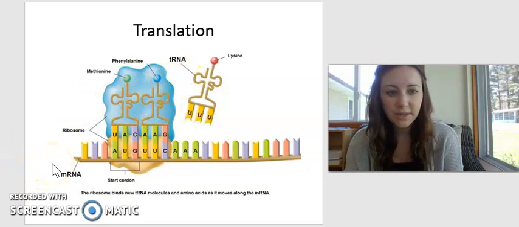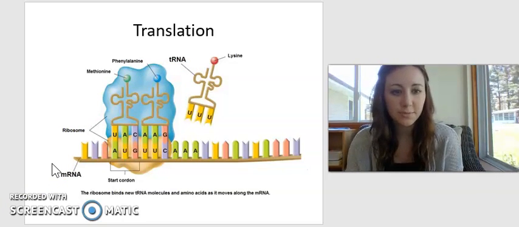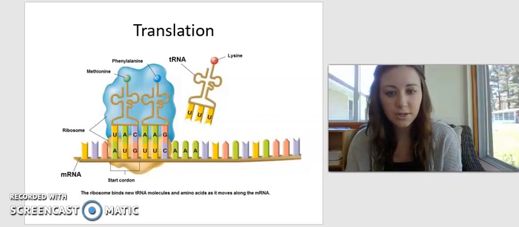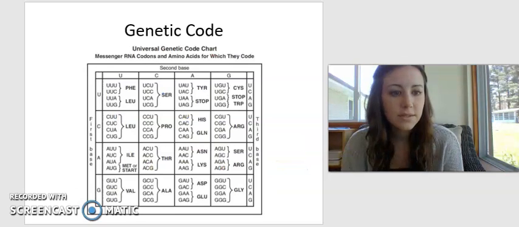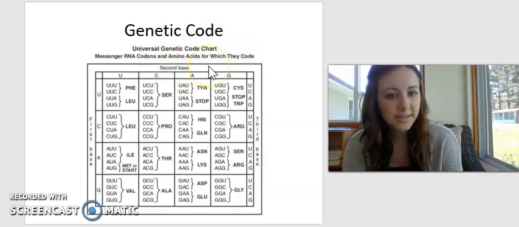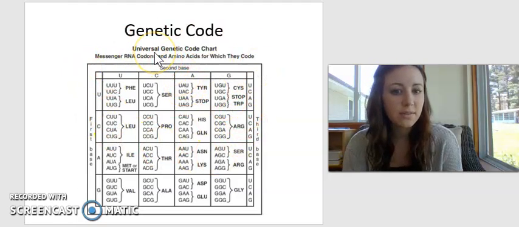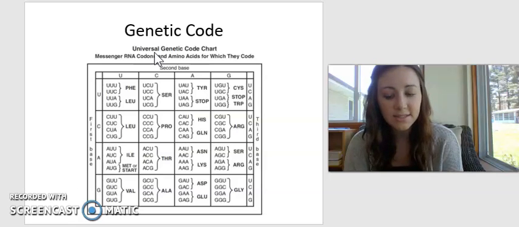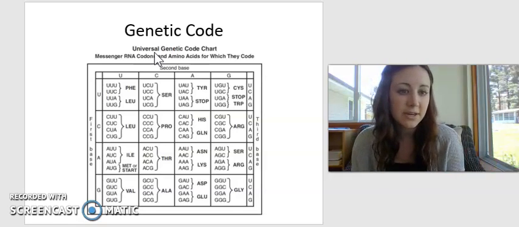And you can determine which tRNA molecules are going to bring which amino acids through a codon chart that we're going to look at next. So here is a universal genetic code chart. What you're going to look for here is the messenger RNA codons. Then this is going to give you the amino acids for which they code. Whenever you're looking at one of these charts, I want you to think mRNA. You're looking at what the mRNA is telling you, and that's going to determine which tRNA molecule you're going to get, and that's going to determine the amino acid.